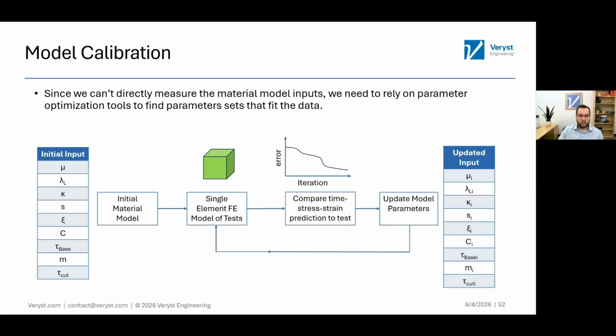So the way you do this is you have an initial material model, and then you run that in either an analytical solution or a single element finite element model, and you get a stress strain curve. You compare that stress strain curve to your experimental stress strain curve, and you calculate an error variable. That error variable is then fed into the optimization algorithm of choice. From that, you update your material parameter estimates and pass them through again, and you keep repeating this until you get to an acceptable level of error.